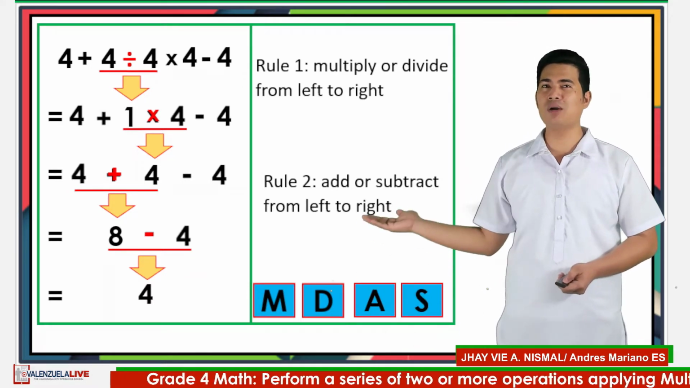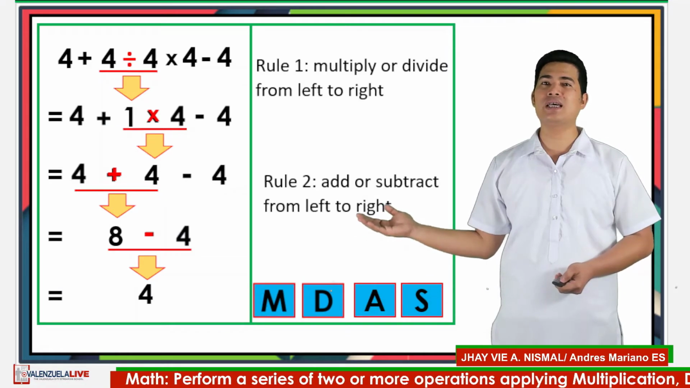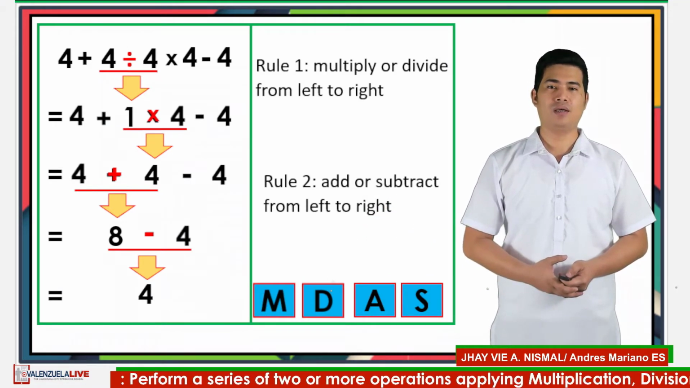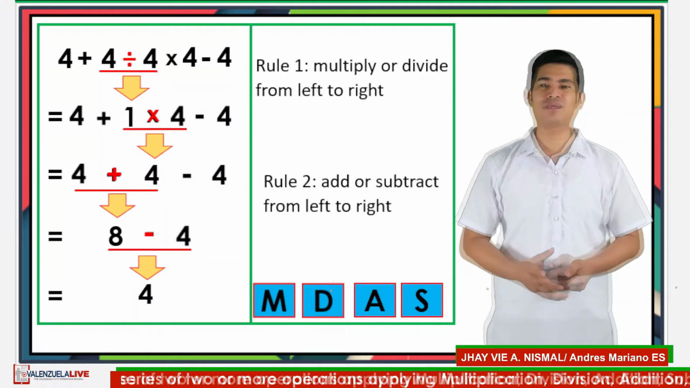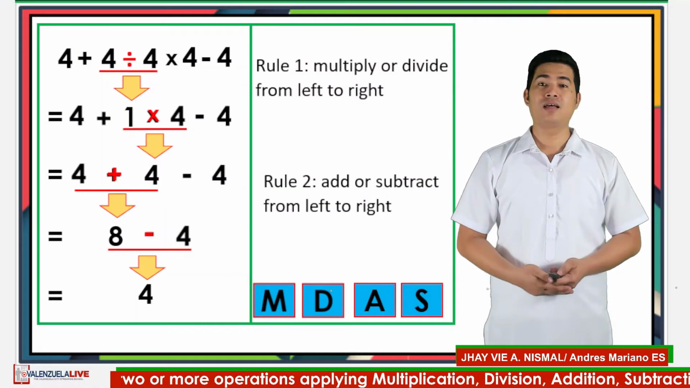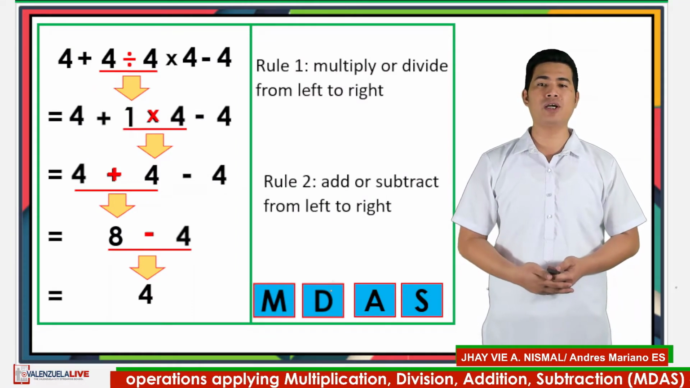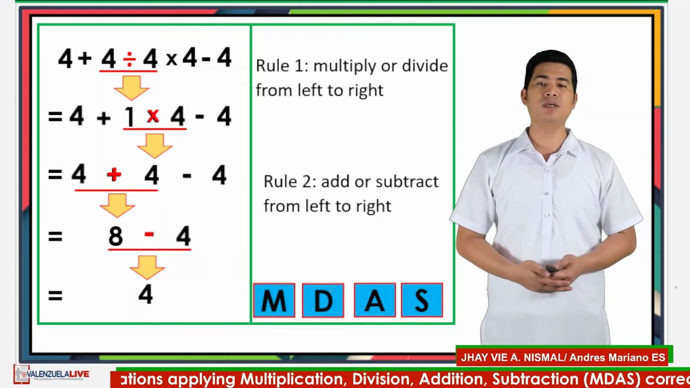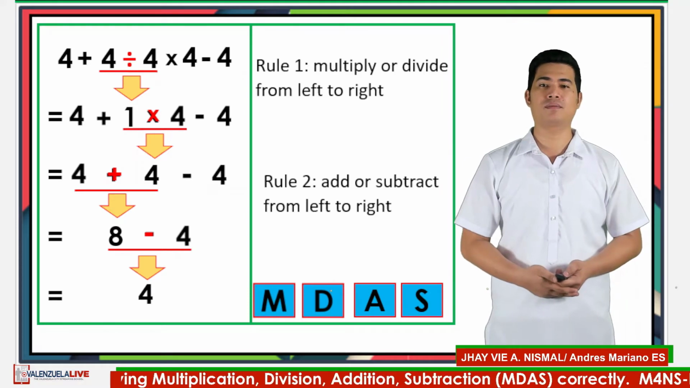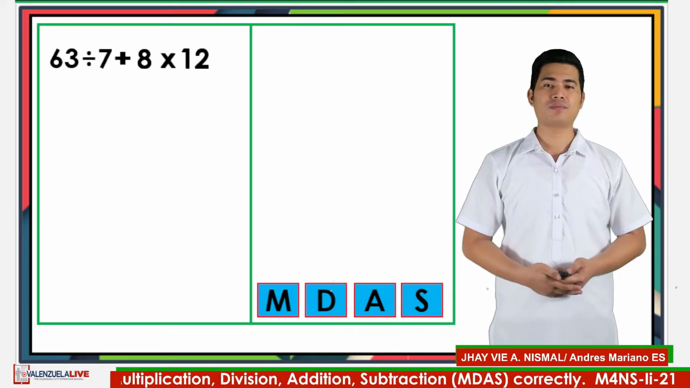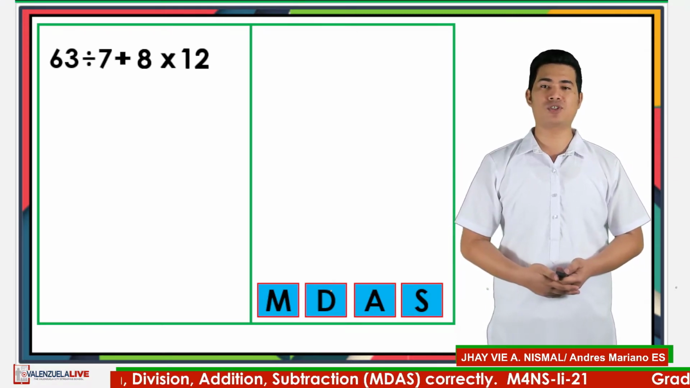Therefore, 4 plus 4 divided by 4 times 4 minus 4 is equal to 4. Did you get the same answer as 4? Great job! Now, let's have more examples of how to perform a series of more than 2 operations involving multiplication, division, addition, and subtraction. First, we have 63 divided by 7 plus 8 times 12.